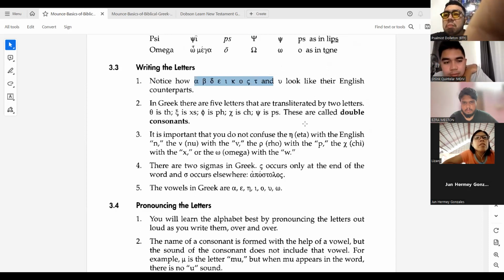Others would say Greek is easier to learn than Hebrew, but of course that depends on the preference of the student. Some would say Hebrew is easier to learn.